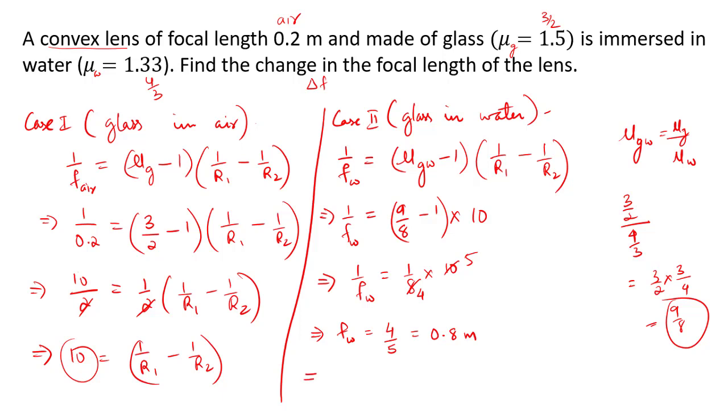So the change in the focal length will be the larger one minus the smaller one. Which one is the larger? This one, 0.8, is the larger. 0.8 minus 0.2, then we have 0.6 meter. This is the change in the focal length.